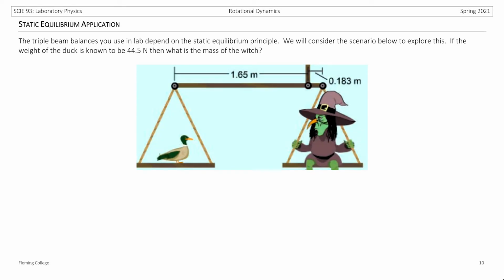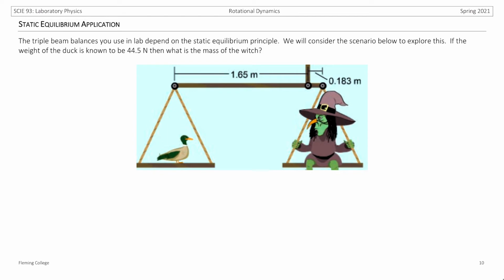Let's look at an actual static equilibrium application problem. The triple beam balances you use in lab will depend on the static equilibrium principle. We're going to consider the scenario below to explore this. We have a witch of unknown mass, but we have a duck with a weight that is known to be 44.5 newtons and a known distance. If we know that this is in static equilibrium, we can find the mass of the witch.